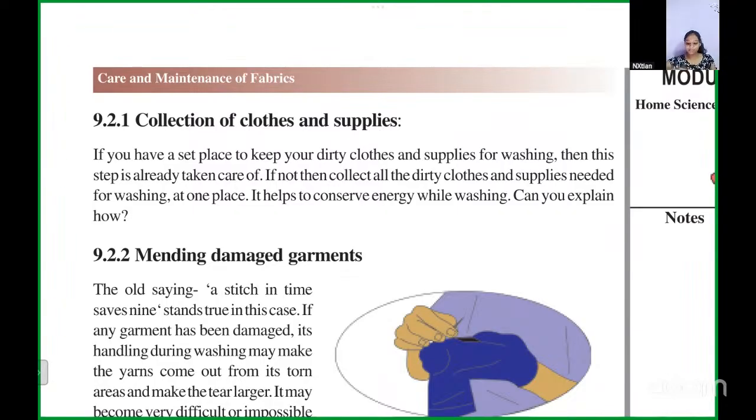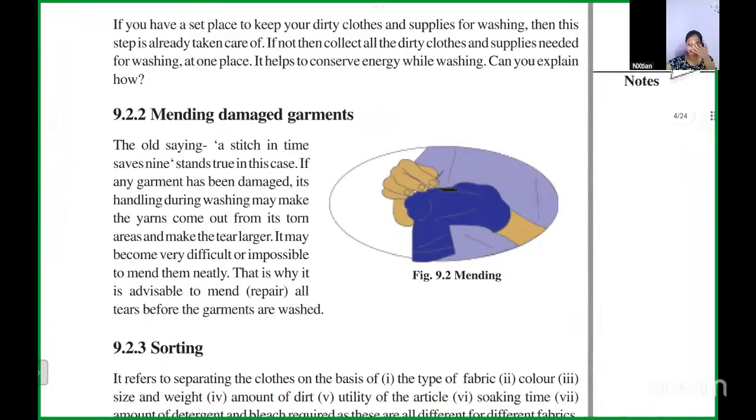Now, mending damaged garments. The old saying, a stitch in time saves nine, stands true in this case. If any garment has been damaged, its handling during washing may make the yarns come out from its torn areas and make the tear larger. It may become very difficult or impossible to mend them neatly. That is why it is advised to mend all the tears before the garments are washed.